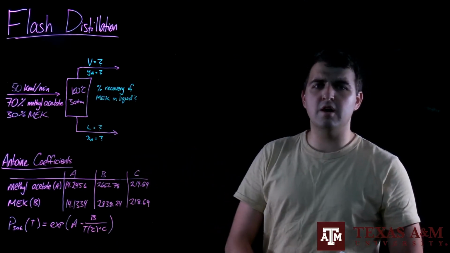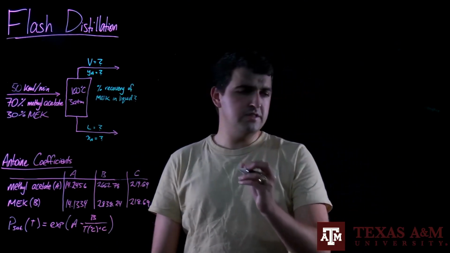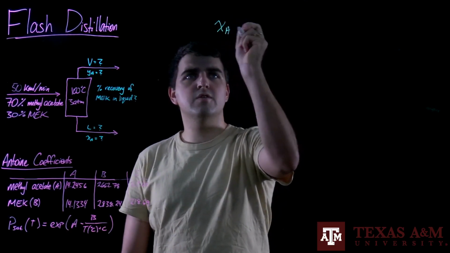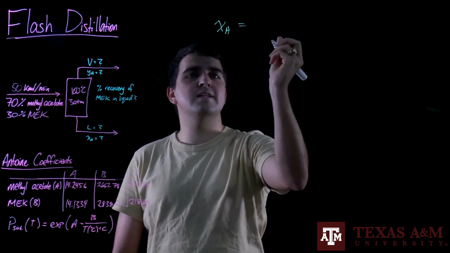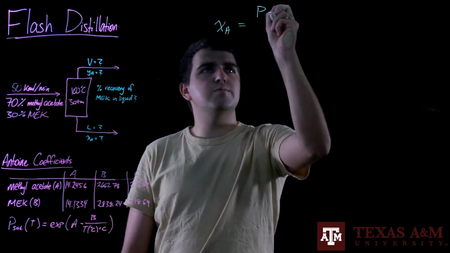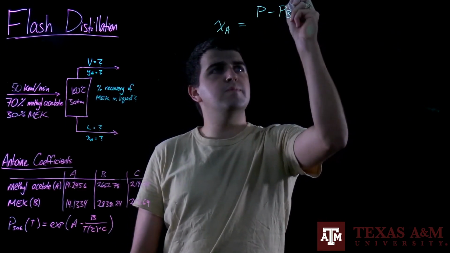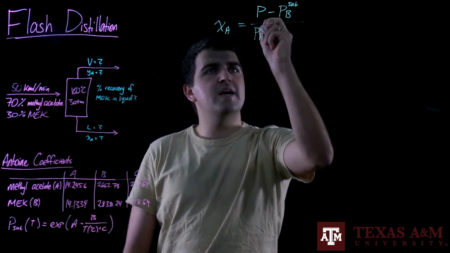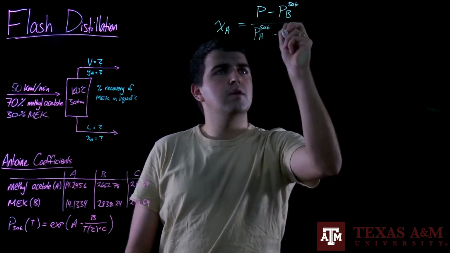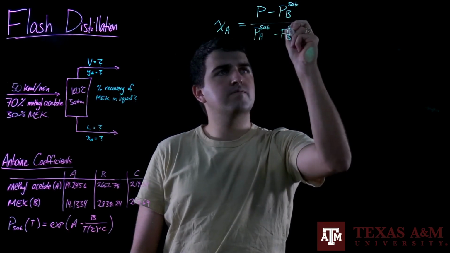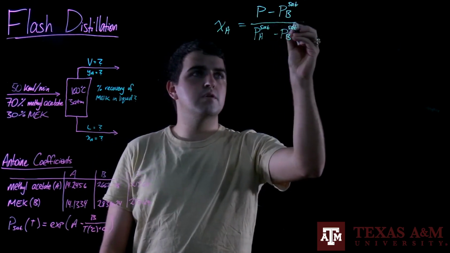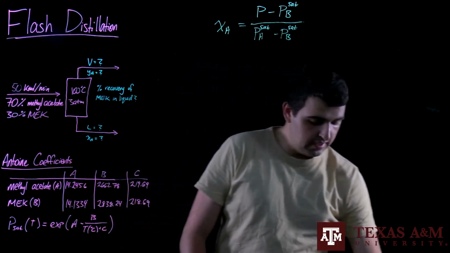So first, we want to start by finding our outlet compositions. From this, we remember from our formula sheet or our thermo class that XA is equal to P minus PB sat over PA sat minus PB sat. This equation will be given to you on the formula sheet.